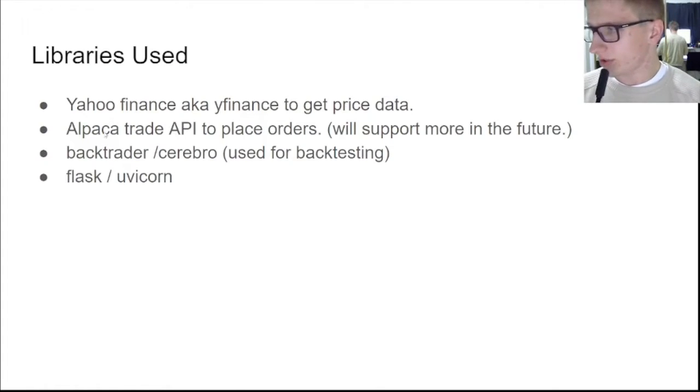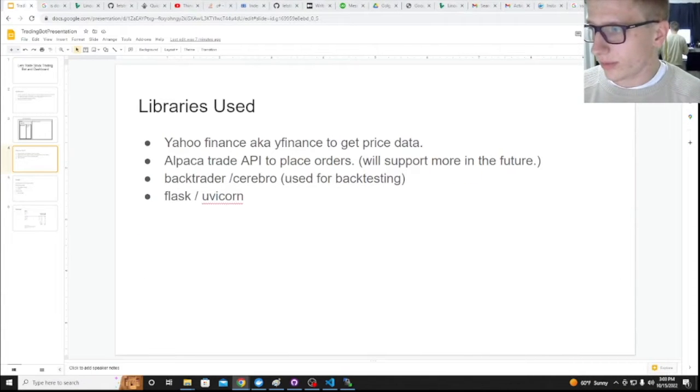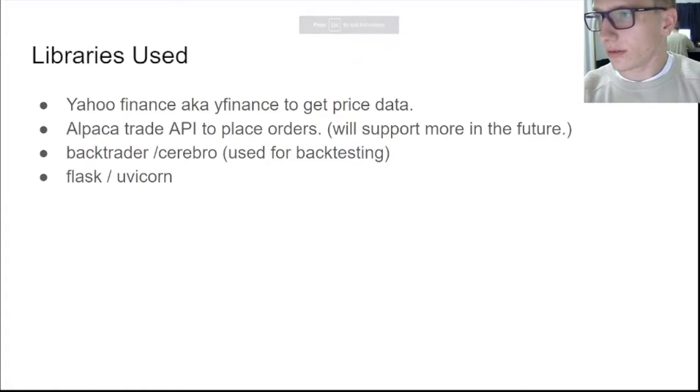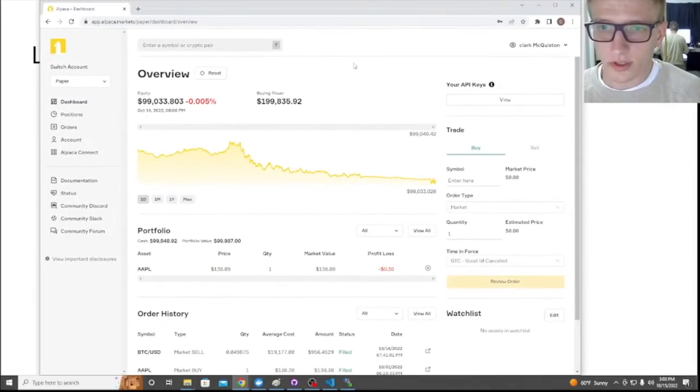The libraries used: Yahoo Finance, also known as yfinance, to get the price data. Alpaca Trade API is the broker that's supported right now. It's completely free. I'm going to go over it real quick. I'm going to open it up on my side screen. One second. Here it is.